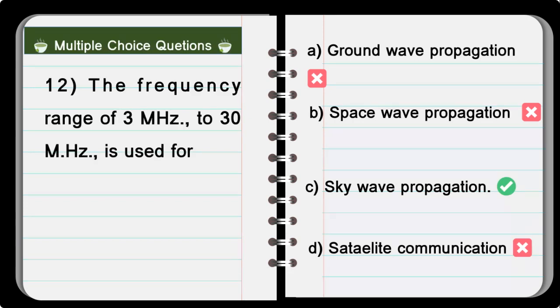Question number 12. The frequency range of 3 MHz to 30 MHz is used for. Option A. Ground wave propagation. Option B. Space wave propagation. Option C. Sky wave propagation. Option D. Satellite communication. The correct answer is option C, sky wave propagation.